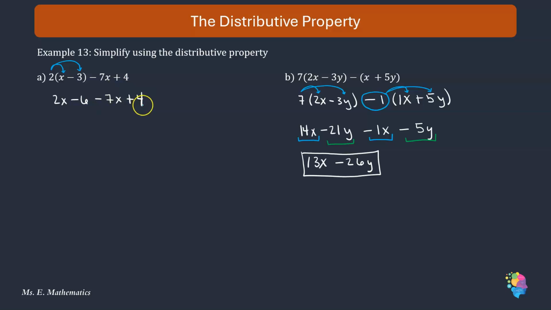Let's take care of like terms. Going in alphabetical order, 2x minus 7x. Different signs, we subtract, keep the sign of the largest. So 2 minus 7 is negative 5. Don't forget to bring the x. But we still have another pair of like terms, and that's minus 6 plus 4. Again, different signs, we subtract, keep the sign of the largest. So negative 6 plus 4 will result in a minus 2.